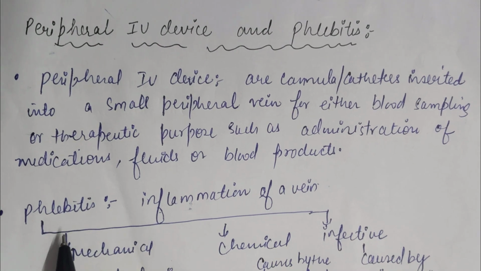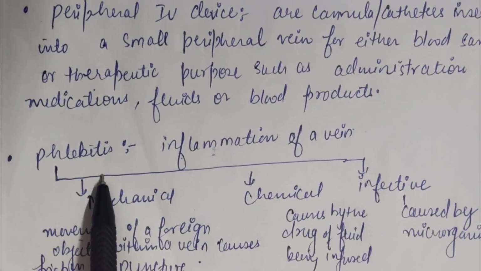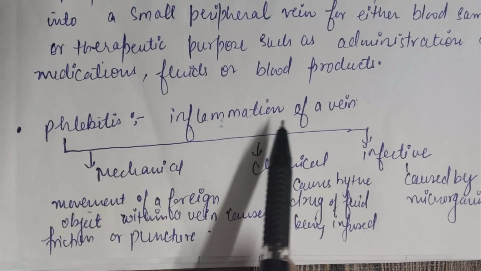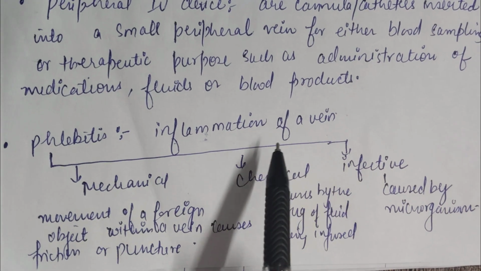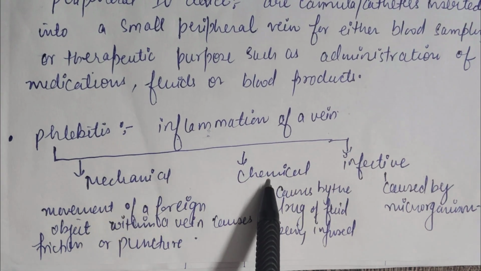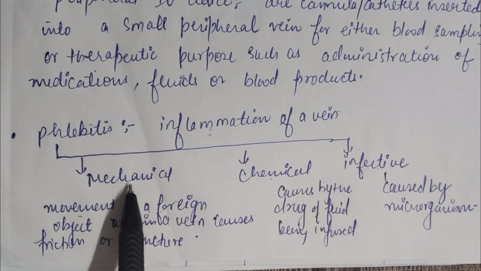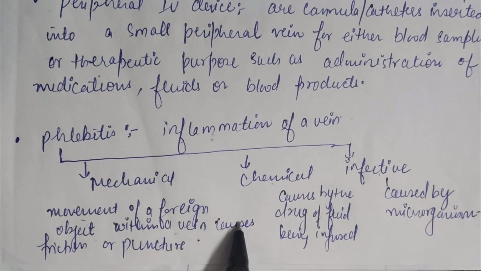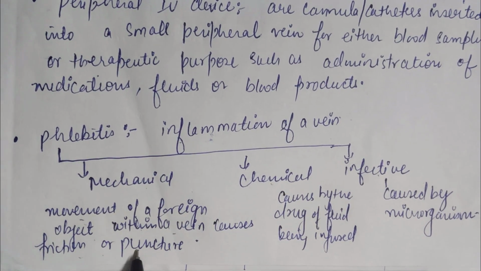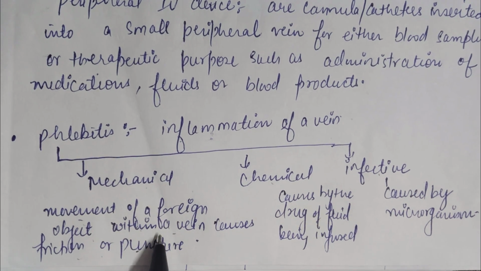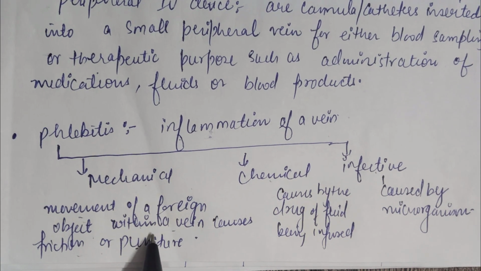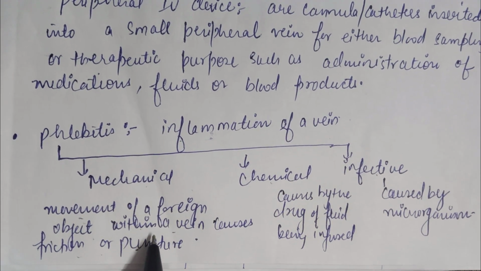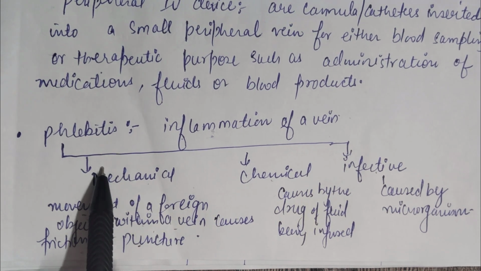Another definition is phlebitis. So what is phlebitis? It is mainly inflammation of a vein. It can be of three types: mechanical, chemical, and infective. Mechanical is mainly movement of a foreign object within a vein causing friction or puncture, or anything which can enter the body, like foreign objects into the vein, so it will cause phlebitis.